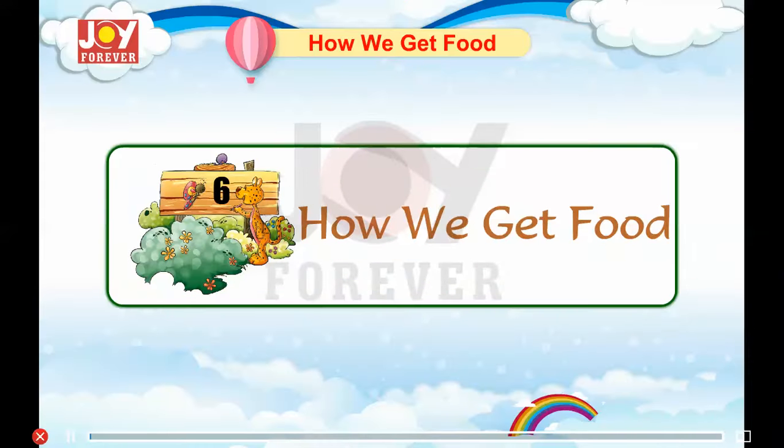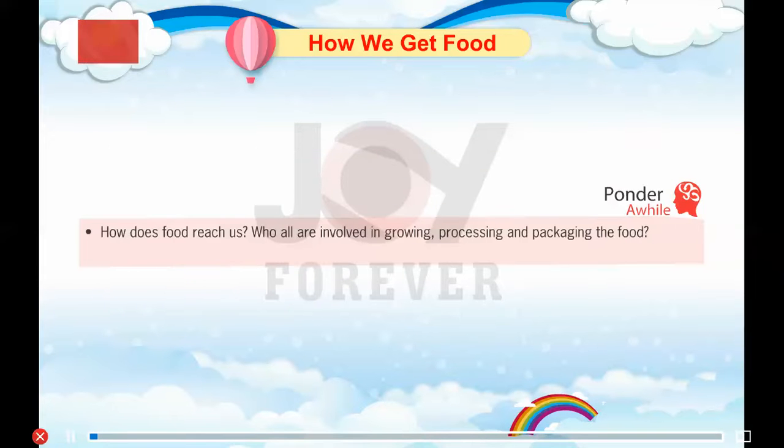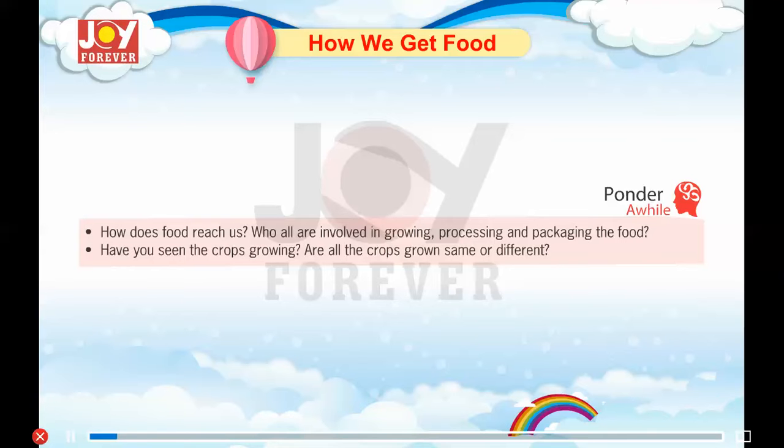Chapter 6. How we get food. Ponder a while. How does food reach us, who all are involved in growing, processing, and packaging the food? Have you seen the crops growing? Are all the crops grown same or different?